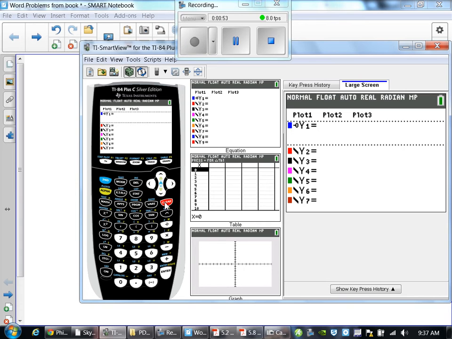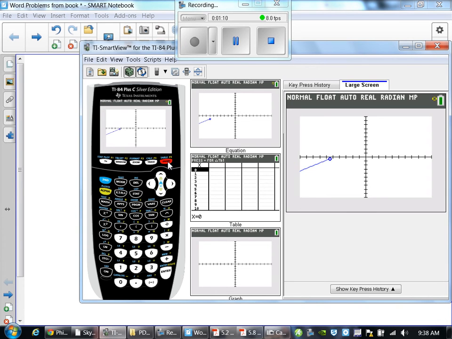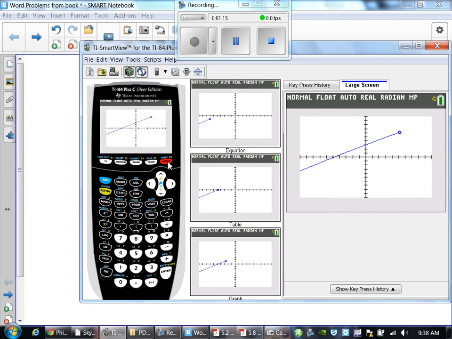So let's see if I do this. Negative 0.003 x squared plus 0.62 x plus 3. Okay. That's slowly going through there.